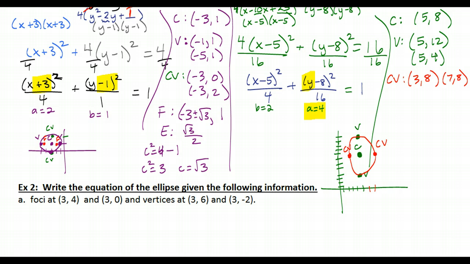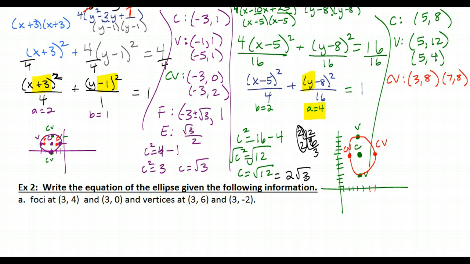And let's find our C value so I can find my foci. So C squared equals A squared minus B squared. You still always put A squared first, even if A squared came with the Y value. C squared equals 12, square root. Okay, and you know what? Just to add one layer of complexity, we're not going to write it as square root of 12 because we know how to simplify that. When I simplify, it ends up being 2 square roots of 3.